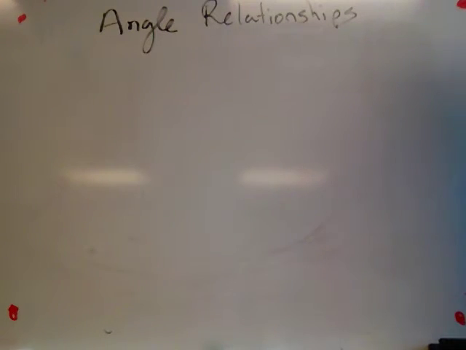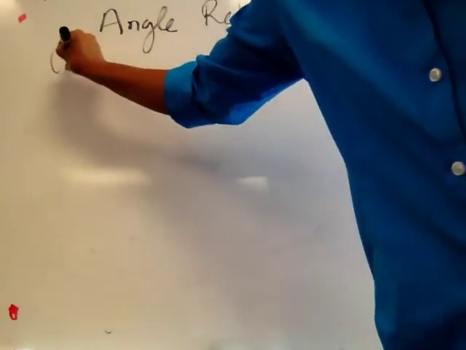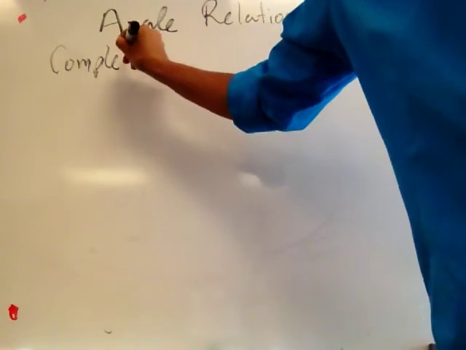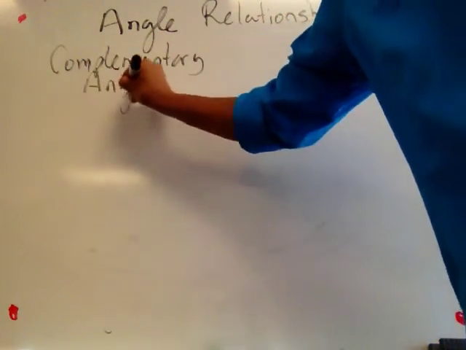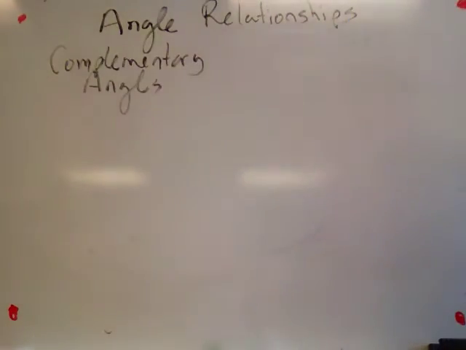All right, angle relationships is going to take two boxes, so we're going to work on our first box. There are going to be three vocabulary words. The first one is complementary angles. Complementary angles are two angles that add up to 90 degrees.